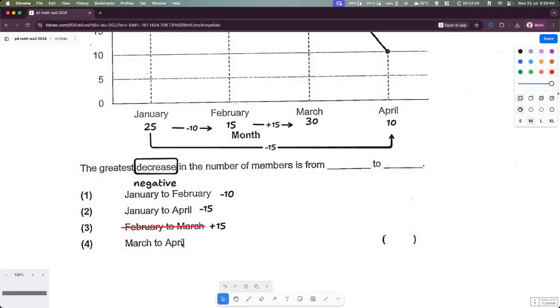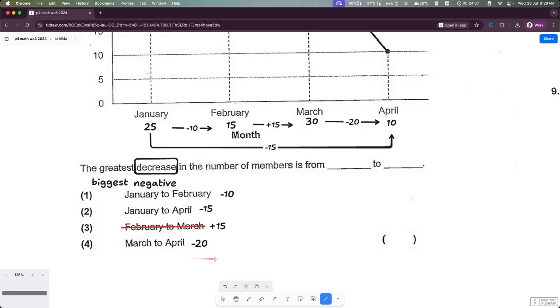And then lastly, we have March to April. From 30 to 10, that means it is minus 20. So from here, which one has the greatest? Another word for greatest is biggest. Biggest negative number. Which one has the biggest negative number? The answer is 4. So for question 7, the answer is 4 over here.